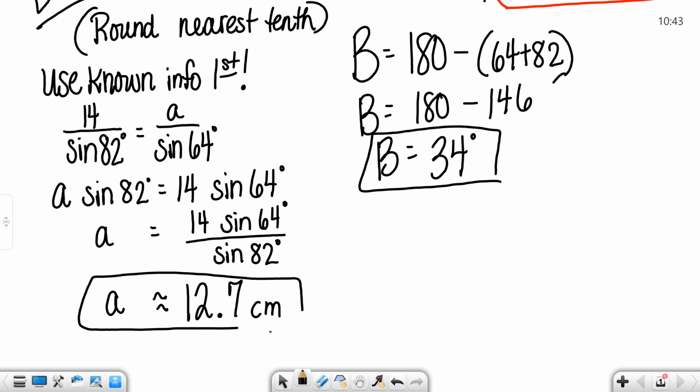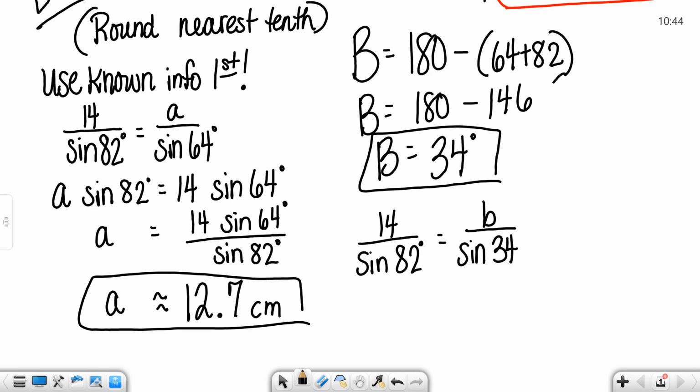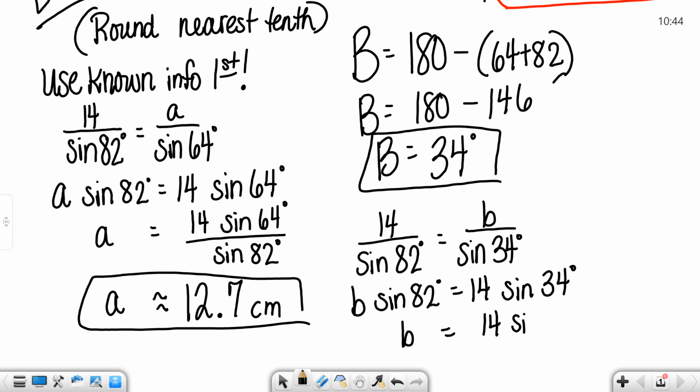All right, so we found little a, we found big B, now we need to find little b. So I'm going to go back to my known information, which was the 14 over sine of 82. Those two were given to me. Now to find little b, I'm going to use the sine of 34. We found 34. Okay, again, I'm going to do my algebra. Not touching my calculator just yet. Divide both sides by the sine of 82.